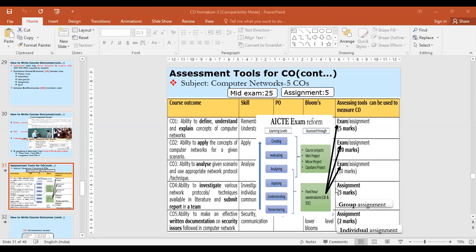See, PO1 mainly talks about applying mathematics, science knowledge or engineering knowledge to solve the problem. There, science knowledge comes in. Even PO2 mainly talks about analyzing the problem by considering engineering knowledge, science knowledge, like that. So PO1, PO2 also will come, sir. Even design also will come. Okay, thank you, sir.